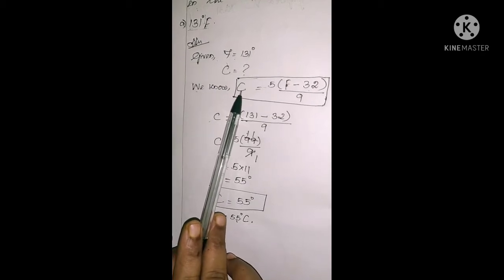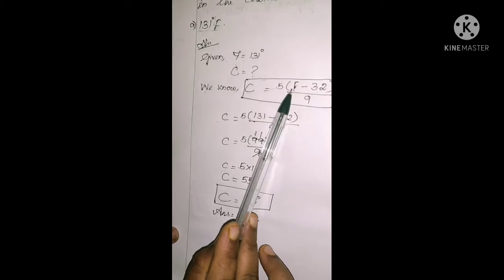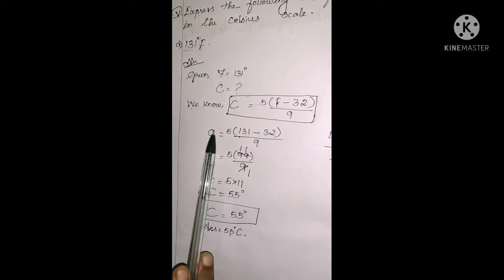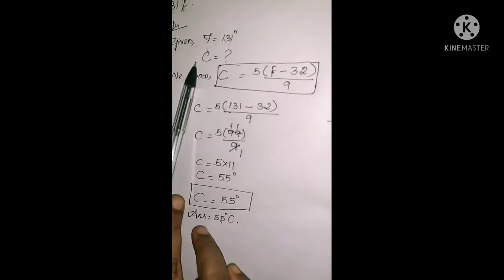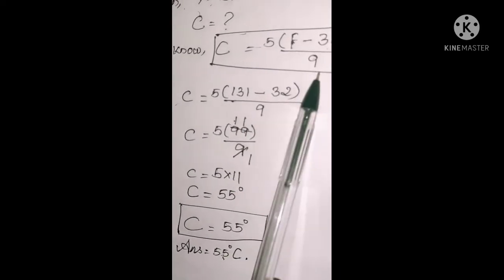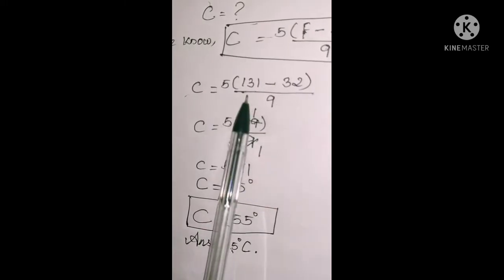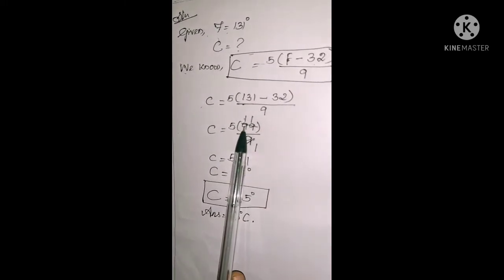The formula we use is C is equal to 5 into F minus 32 by 9. We only want to substitute the value of F in this equation. So C is equal to 5 into 131, which is given in the question, minus 32, divided by 9, which is in the formula, you just copy. Only substitute the value of F, that is 131. Then 131 minus 32, that is 99.